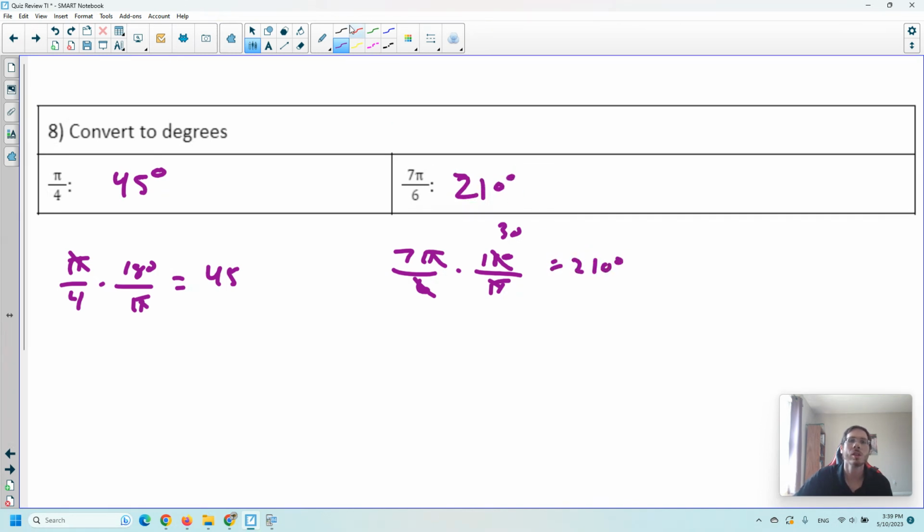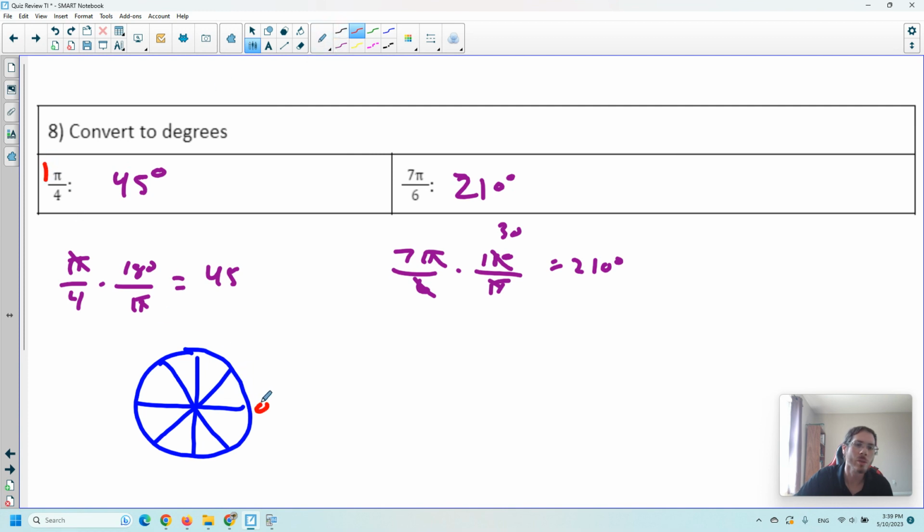And that's it. If we want, we could get a little fancy. I mean, we could make the circle. We could slice it into 8 slices. And then remember, if there's no number up here with the pi, that's a 1. So we go 0, 1. And I mean, we can kind of eyeball that. We can kind of know, well, yeah, that's got to be 45 degrees because that's half of the first quadrant. Half of 90 would be 45. So we could do it that way too if we don't want to use the conversion factor.